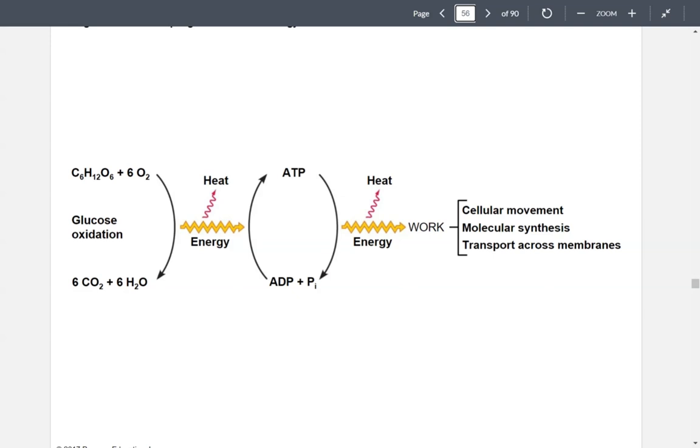Because this ATP is a temporary storage vehicle, we cannot create a ton of ATP in one cell and then transport it to another cell to actually be used. This is why every cell in our body is going to have mitochondria, and the ones that need a ton of energy, think brain cells, muscle cells, are going to have a ton of mitochondria to make that energy.